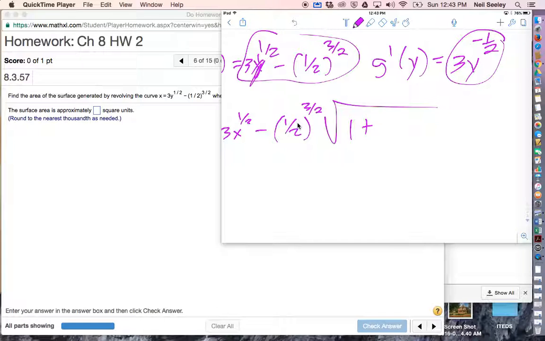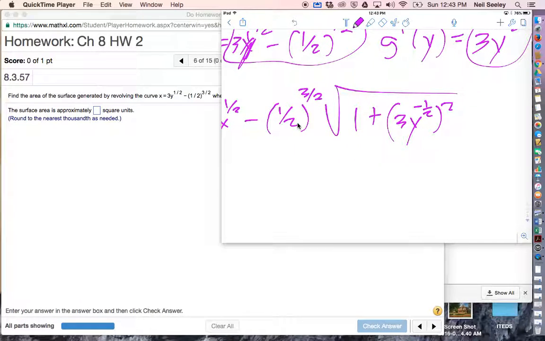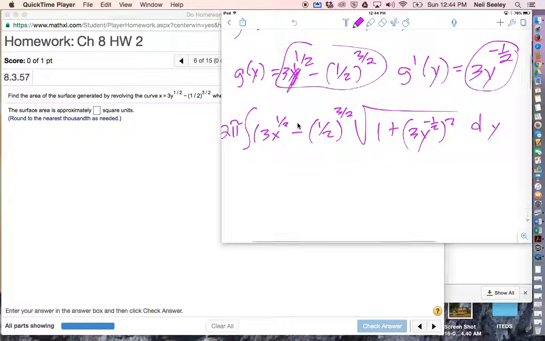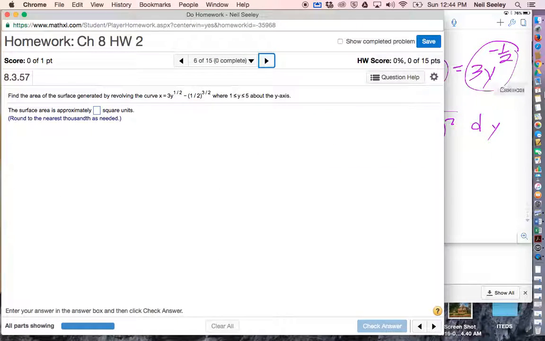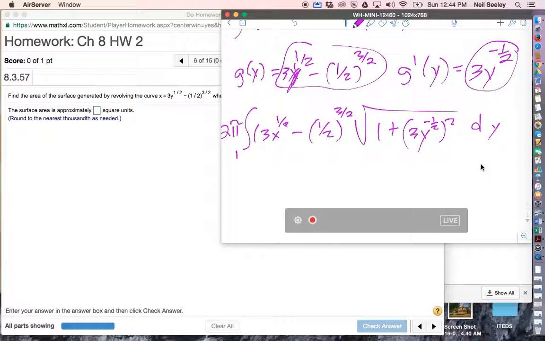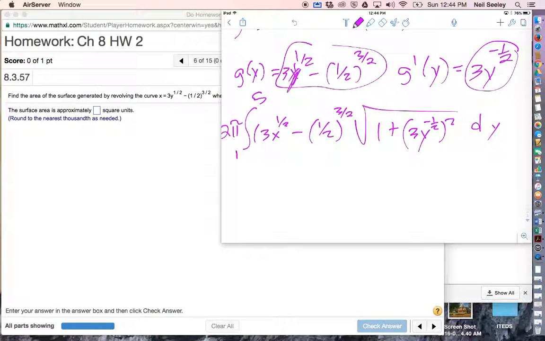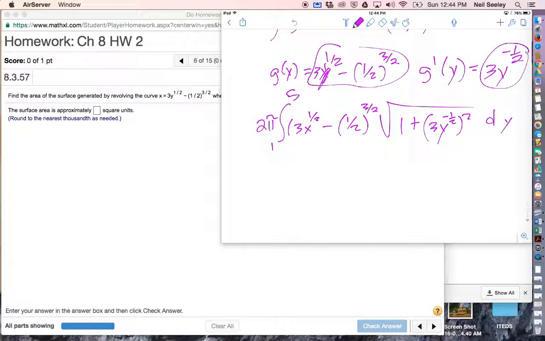Nothing more than that. So that's what you'll see inside the parentheses here, 3y to the negative 1/2. And that, of course, gets squared, and then we're done with the dy. Integrate that on the appropriate interval. Mine, I believe, is 1 to 5. So we go from 1 to 5, and you can use your calculator. You get that. That's it. That's all the formula is. Just be extra careful with parentheses and things like that.